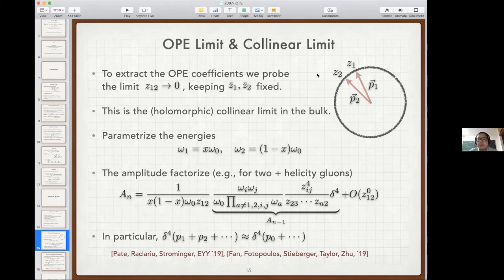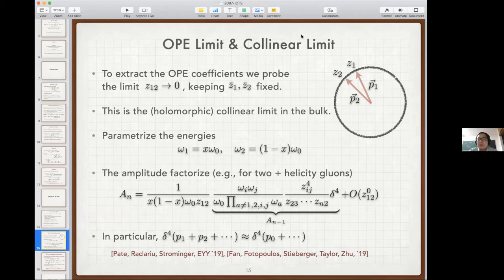And this is a picture on the boundary. If you view it from the bulk, then this configuration just corresponds to the fact that you take two particles and their momenta to be gradually more and more collinear with each other. So in the end, they just shoot out or shoot in the same direction. And so when we study the OPE of two operators on the boundary, the corresponding bulk picture is just that the two particles approach their collinear limit.